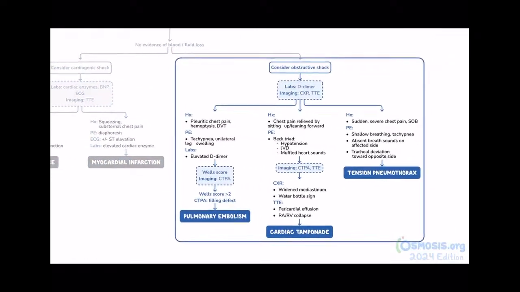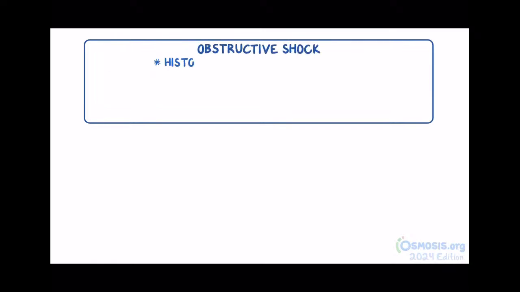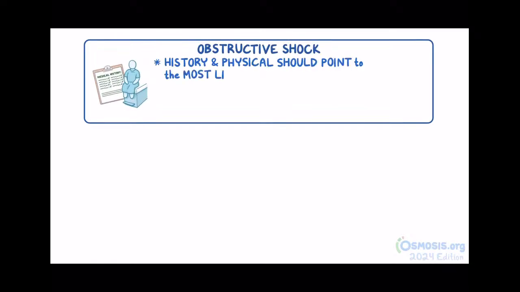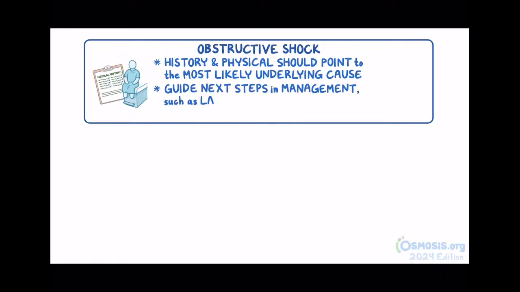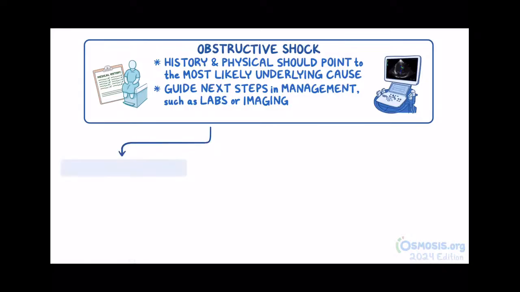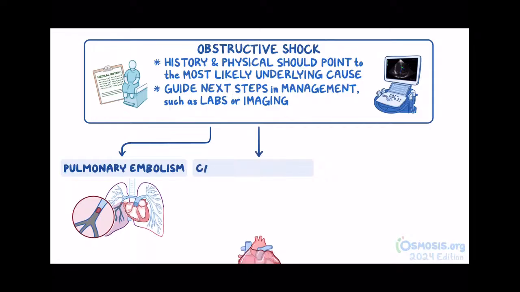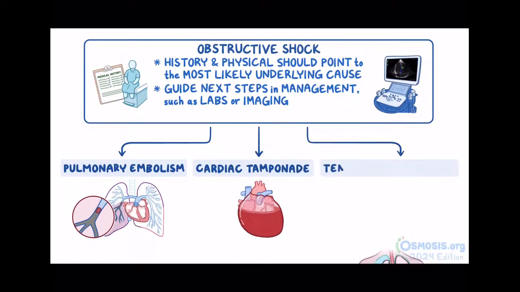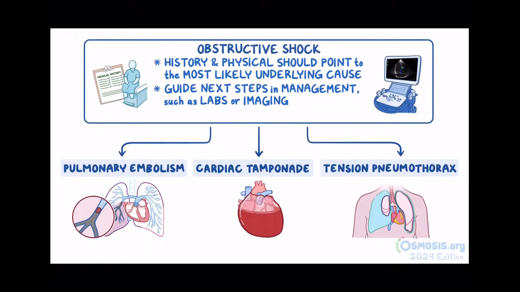Now, let's go back to obstructive shock. So, if you suspect obstructive shock, history and physical should point to the most likely underlying cause and guide your next steps in management, such as labs or imaging. These diagnostic methods will help you differentiate between the most common causes of obstructive shock, such as pulmonary embolism, cardiac tamponade, and tension pneumothorax.